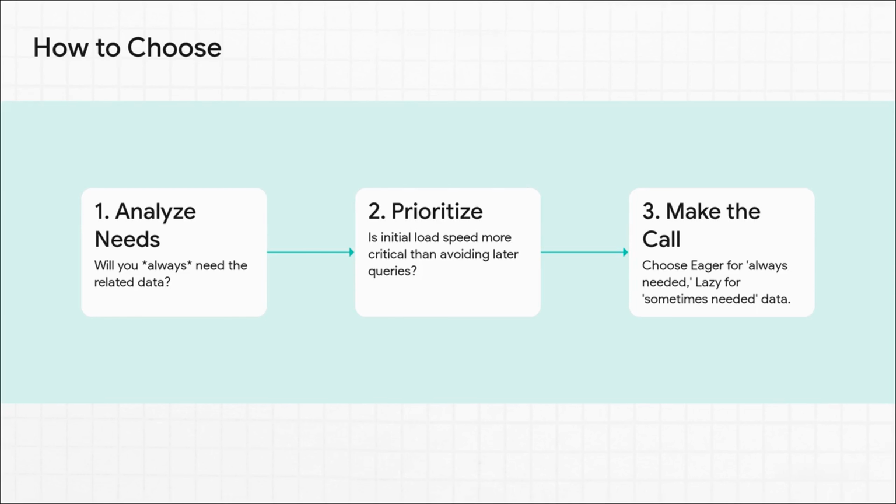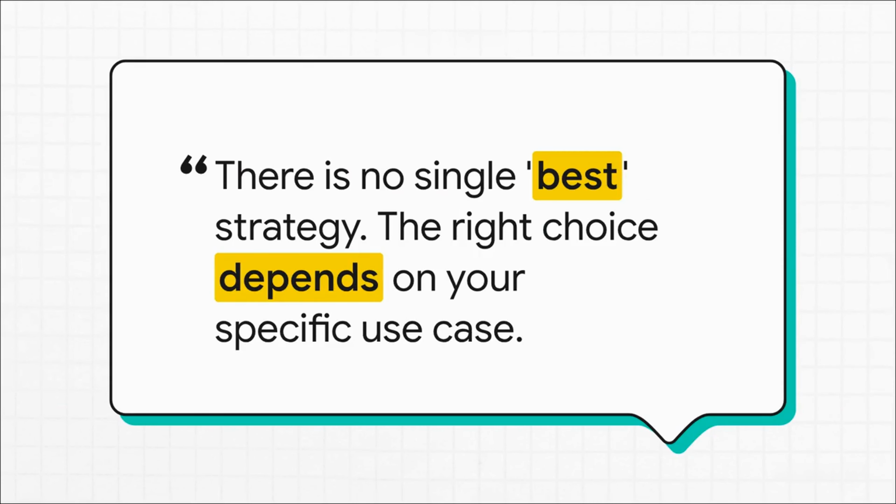Second, prioritize performance. Is a lightning-fast initial page load the absolute top priority, even if clicking something causes a tiny delay later? And finally, you just make the call based on those answers. If the data is always needed, eager loading is almost always the right choice. If it's only needed sometimes, lazy loading can be a fantastic way to keep things feeling fast right at the start. So the most important point is this.